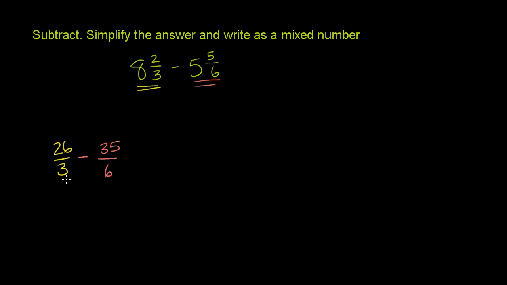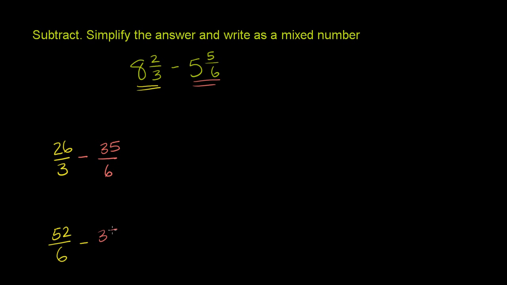Now to subtract, we have to have a common denominator. 3 and 6 are not the same denominator, but they are both divisible into 6. 6 is the least common multiple of 3 and 6. So let's turn them both into something over 6. The 26 over 3, to go from 3 to 6 in the denominator, we have to multiply by 2. So we have to do the same thing in the numerator: 2 times 26, which is 52. So it's going to be 52 over 6 minus, we don't have to change this one here in orange.